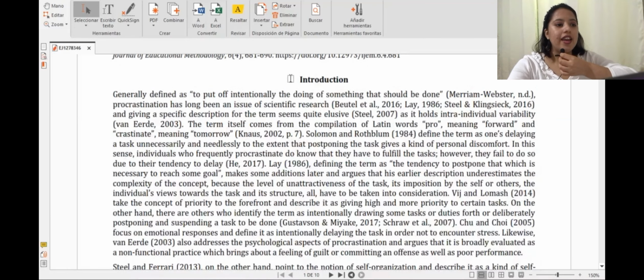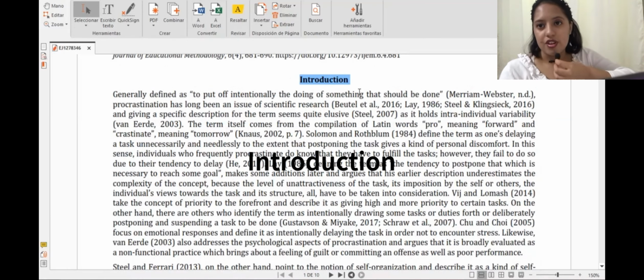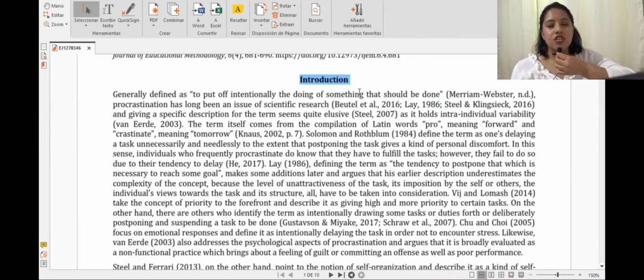Then we have the introduction section. We need to understand that the abstract and the introduction are not the same. The introduction, as its name says, gives a little bit of introduction about the topic, explains the topic, and also sets the context of the investigation. Also, the introduction has the research question.